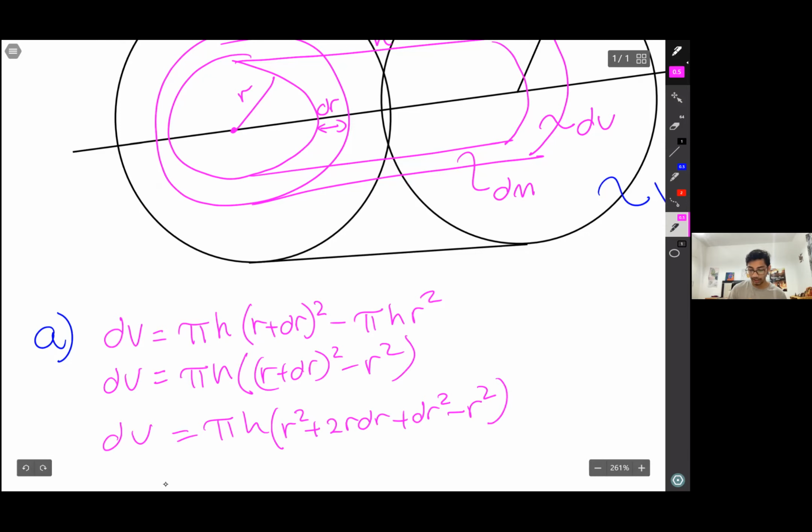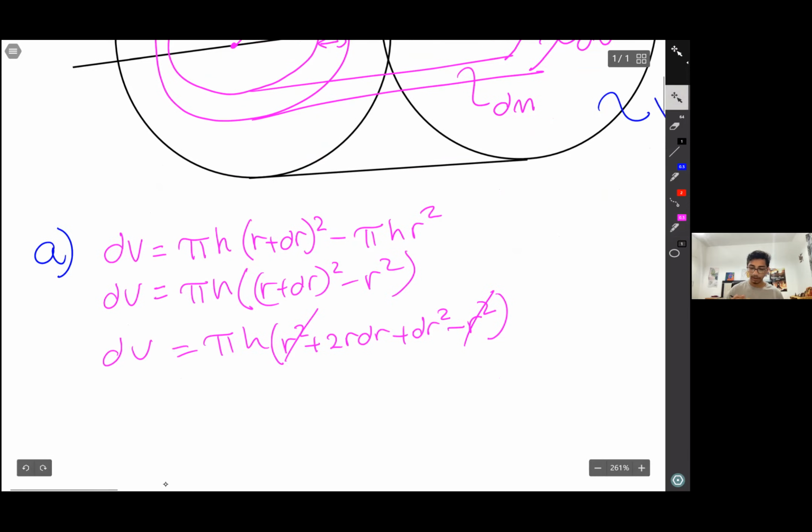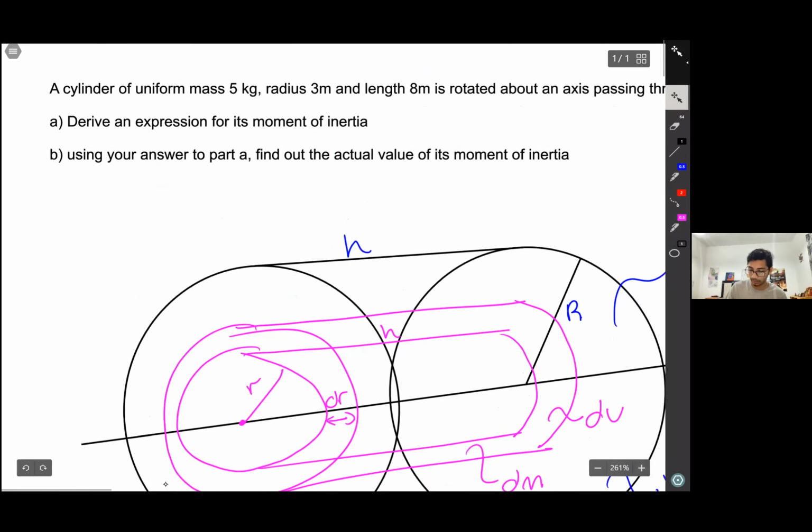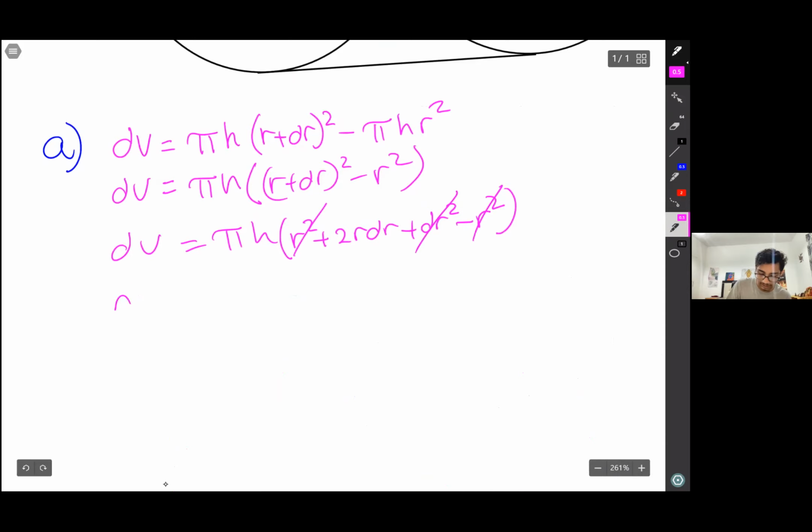And as we can see here, we can cut out the r squareds. And let's think about what the dr terms will go to, because we can't have a dr squared, right? As we tend dr closer and closer to 0, dr squared becomes 0 much, much faster. So in other words, it's basically negligible, so we can cut it out. And I get that dV is going to be equal to pi h 2r dr, or if that looks neater, 2 pi r h dr.